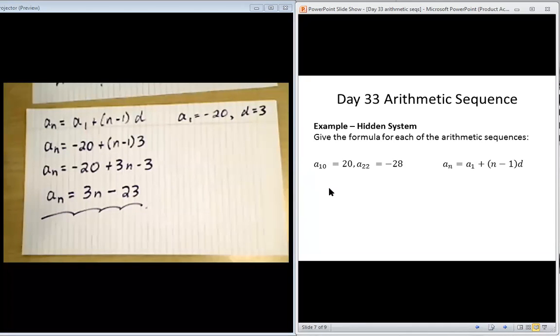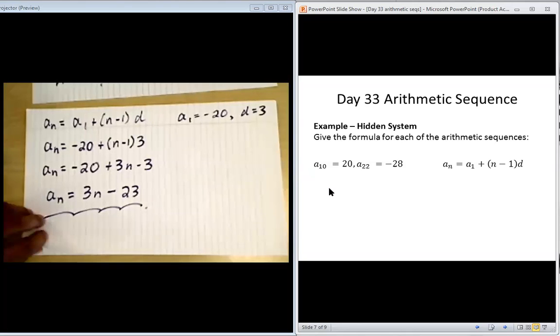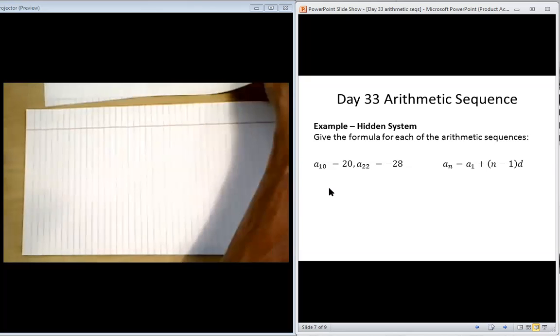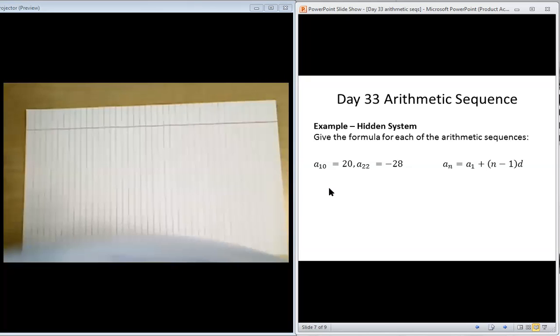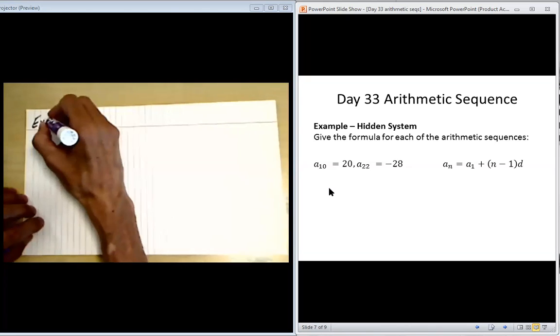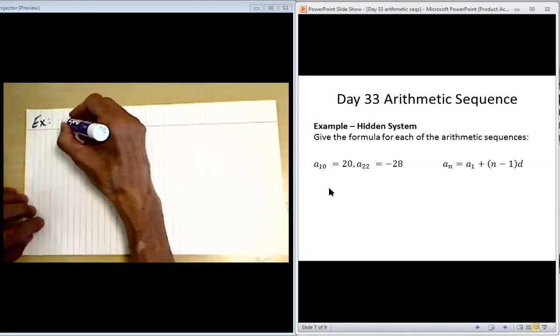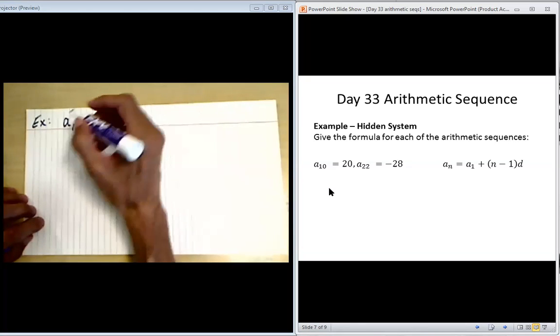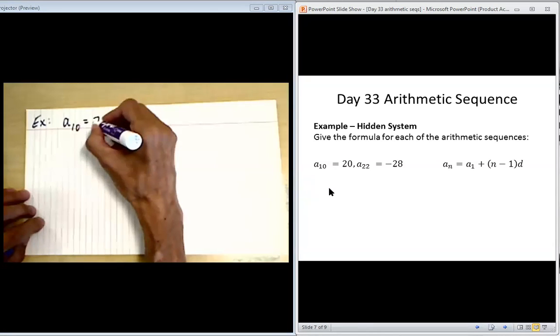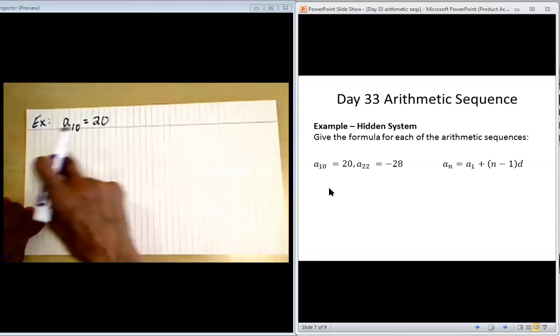Okay, so one more like this. This one, I think we're going to have to do some substitution with this, if I remember correctly. So for this example here, for A10, yeah, we're going to have some substitution. You watch. A10 is equal to 20. We can use our starting formula with this one.